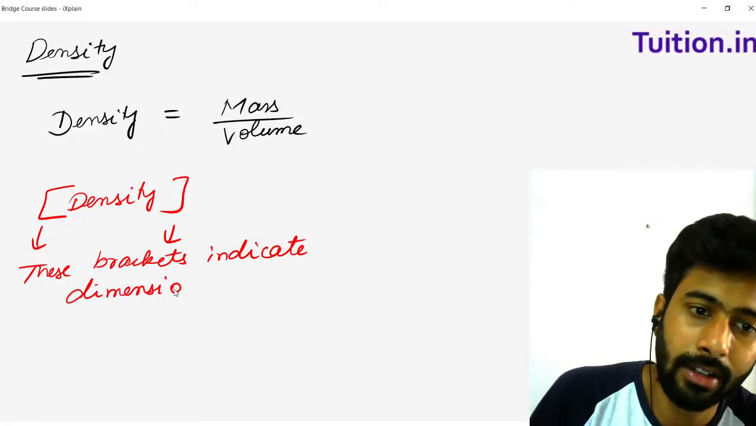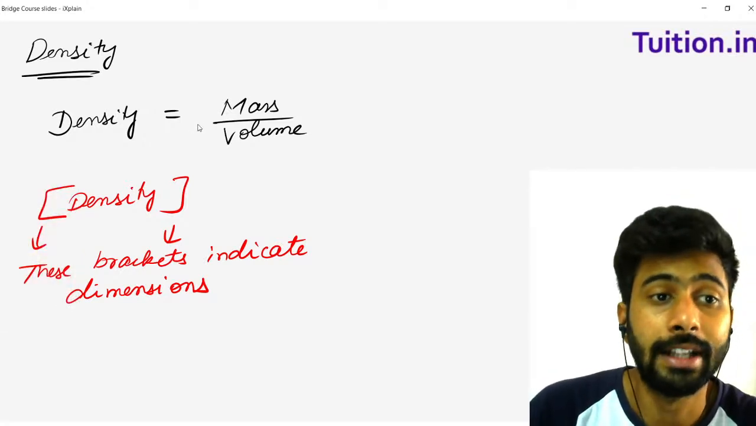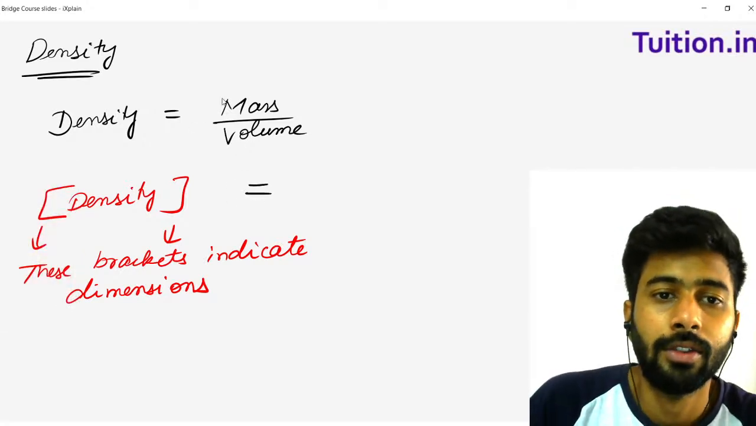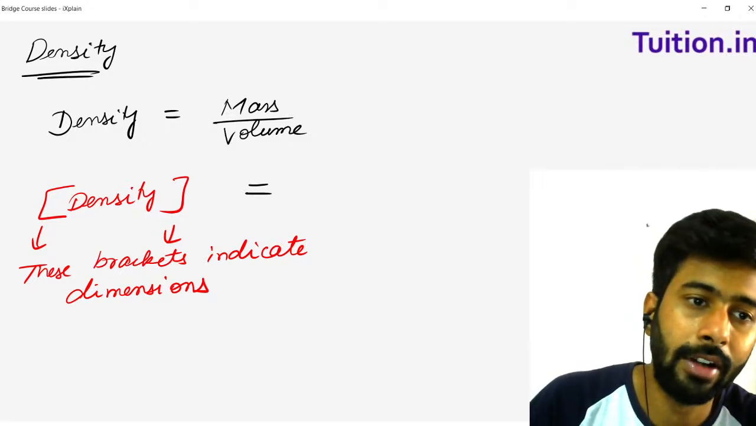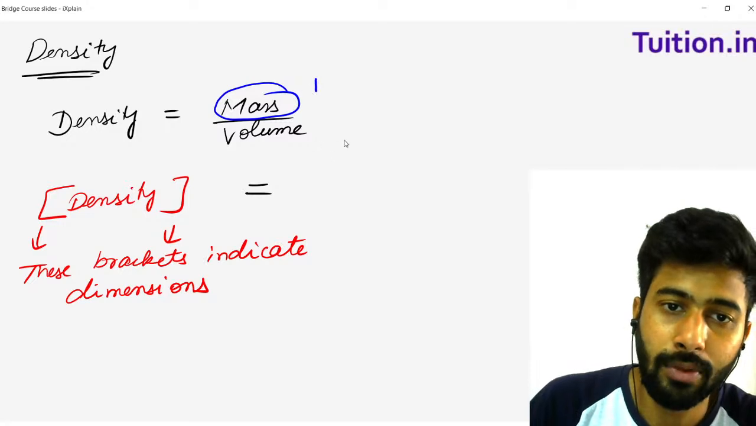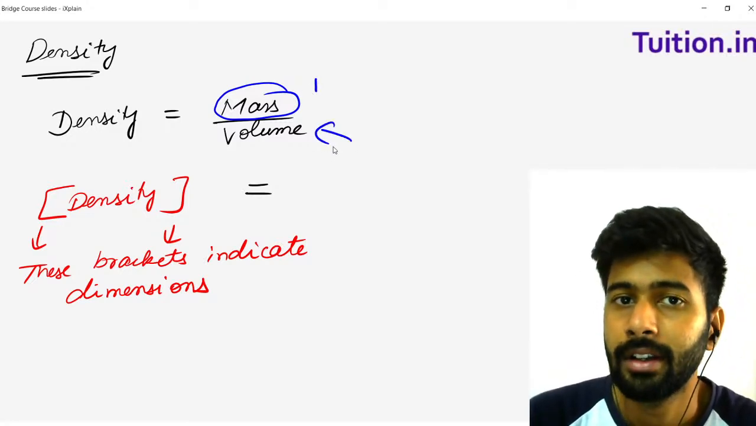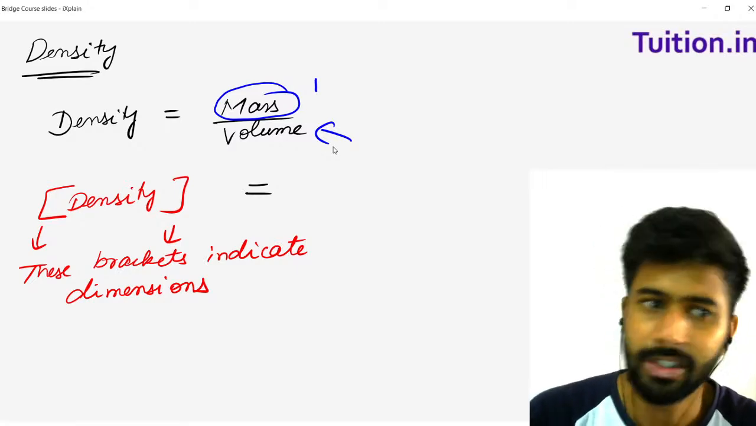These brackets indicate dimensions. So how will you get the dimension of density? So mass is fine. Okay, I have one fundamental physical quantity. So this is fine. But what about this volume? Is volume a fundamental physical quantity? The answer is no. Volume is not, right?